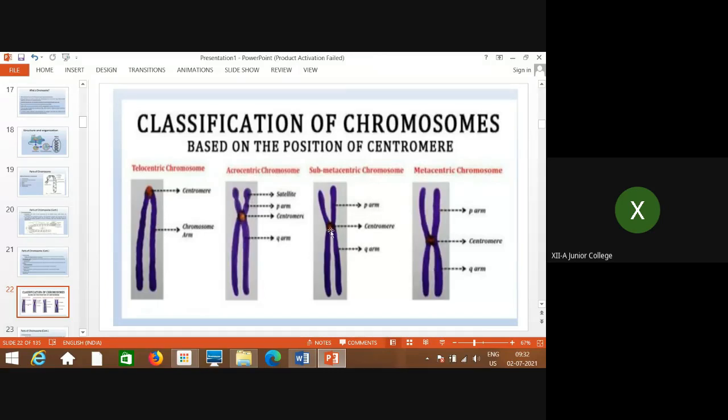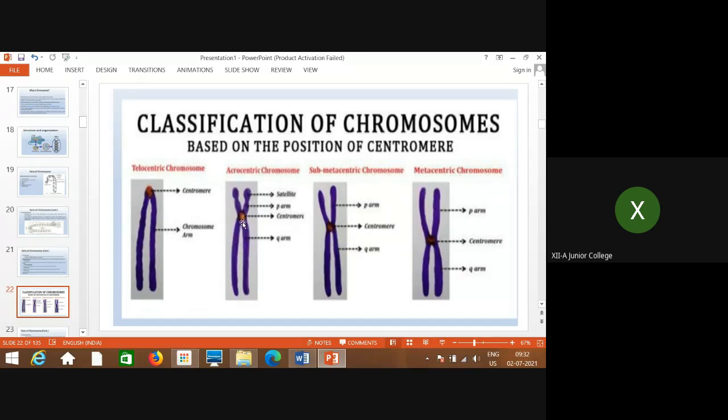Now, submetacentric means the centromere is a little bit away from the center of the total length of the chromosome, and it forms an L shape. In the letter L, the vertical is longer than the horizontal. So these are L-shaped chromosomes, where the centromere is a little bit away from the center, making the arms unequal.